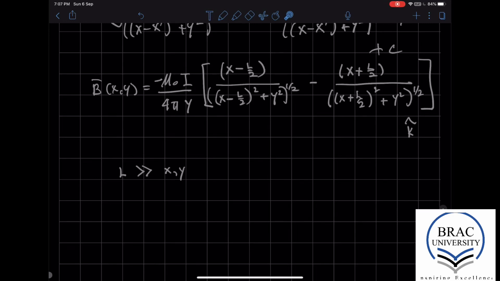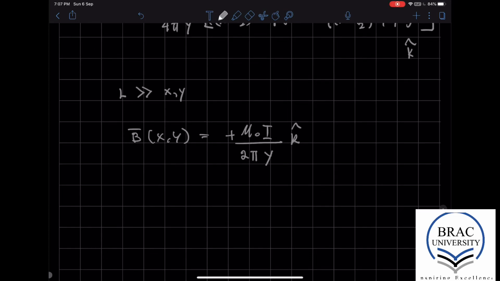So in the end, in that limit, we are going to get B xy will be given by minus mu naught, and as we said, this minus will become plus, and then there's a current I, and because of the factor of L by 2, that 4 pi will become 2 pi. We already had a factor of y before, but all the other factors of L now cancel out, and we have the direction k. So this is the final result. Of course, we are assuming here that y is not equal to 0.